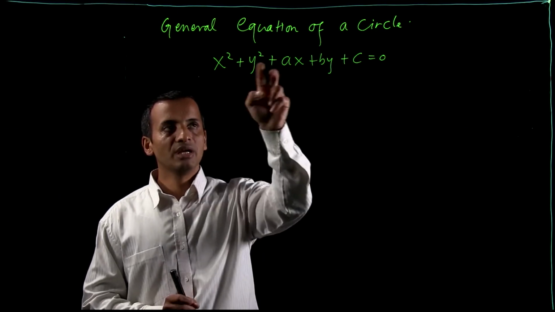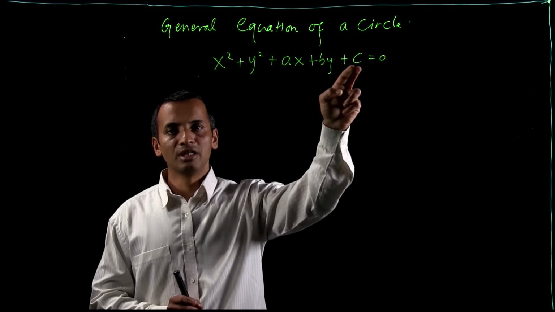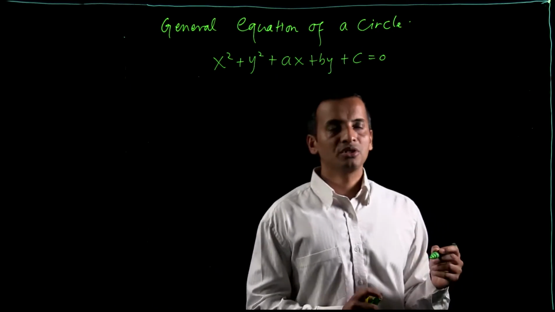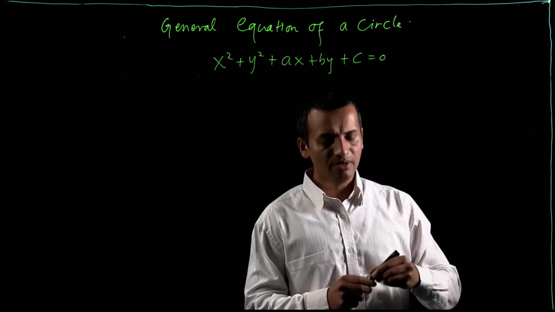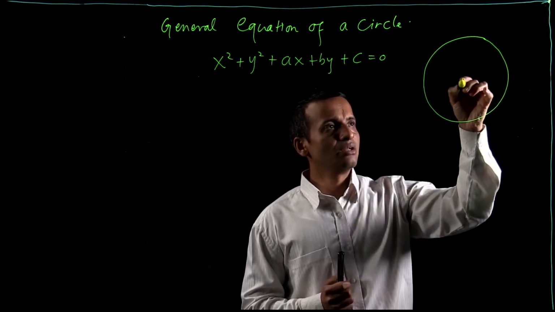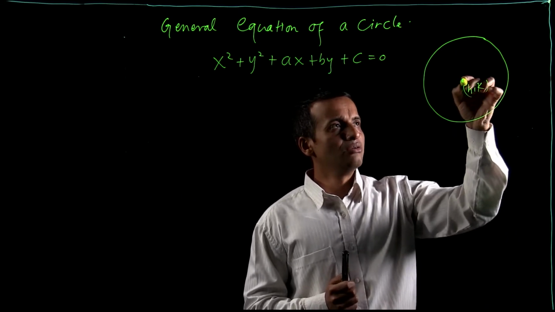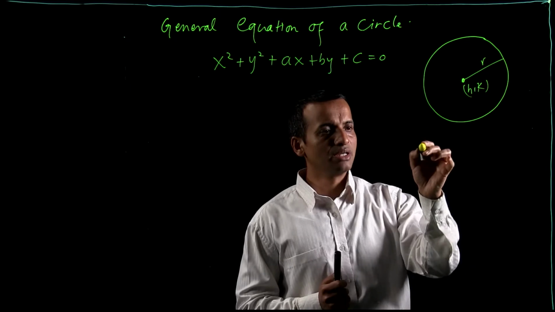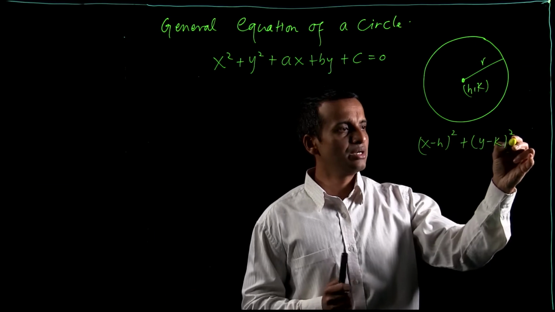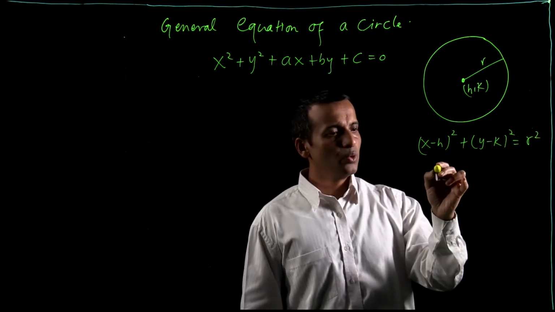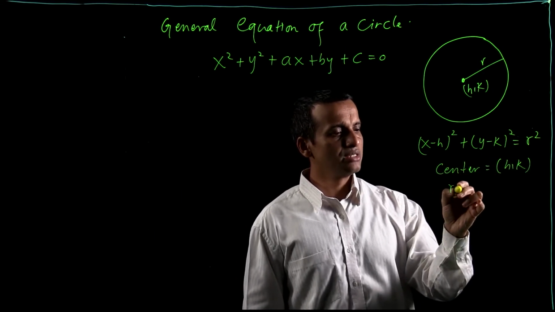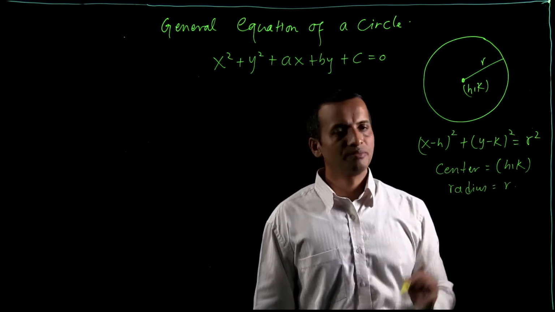You will see x squared and then an ax term, and y squared and then a by term, and then plus c equals 0. By the way, do you remember what is the standard form of a circle? Meaning that if the center and radius are given, then what is the equation of a circle? Suppose a circle with center at (h, k) and radius r. So what is the equation of this circle? It is (x minus h) squared plus (y minus k) squared equals r squared, where the center is (h, k) and the radius is r.